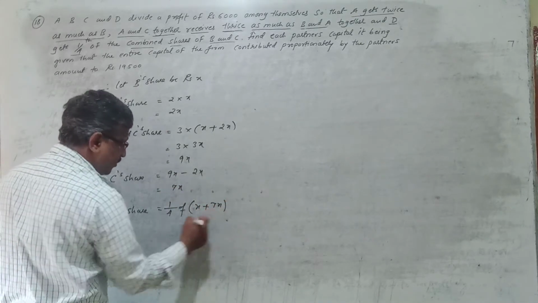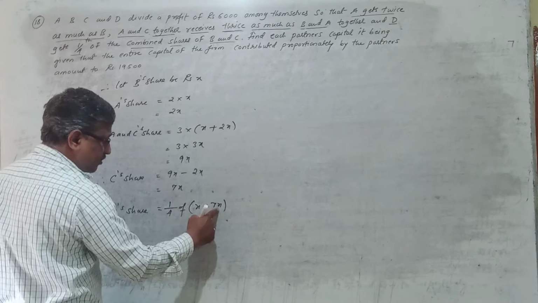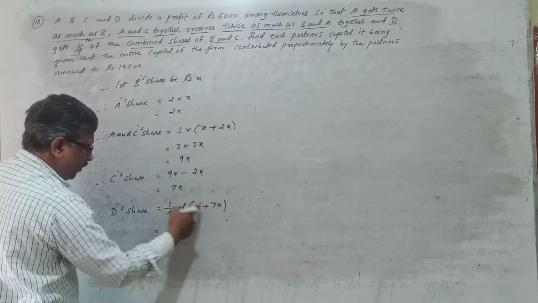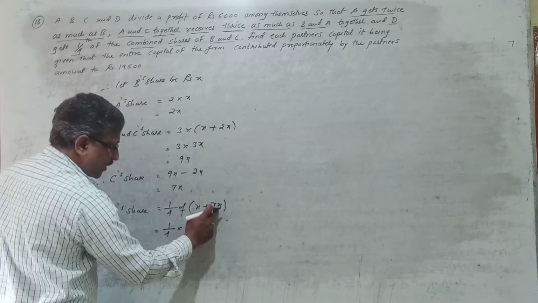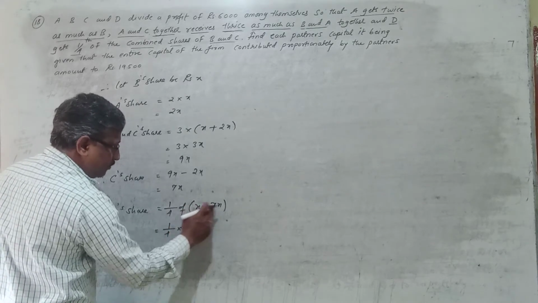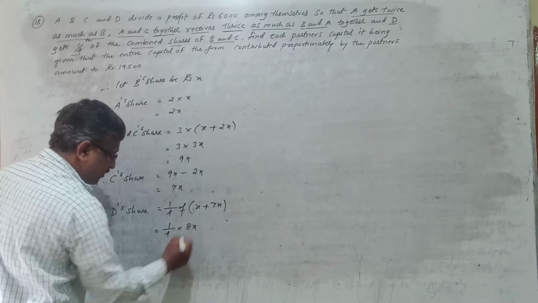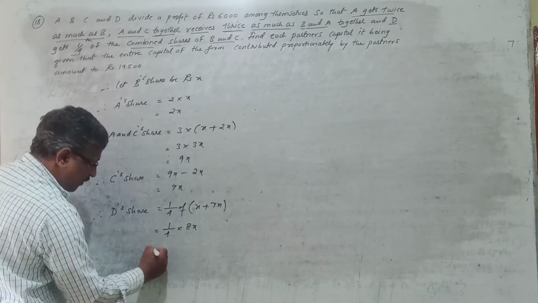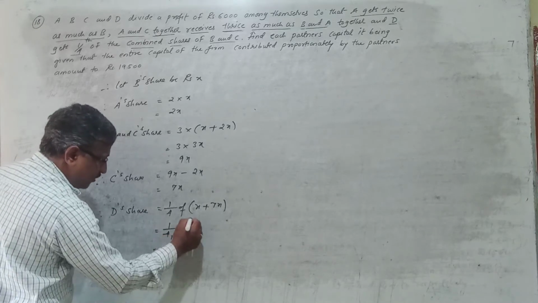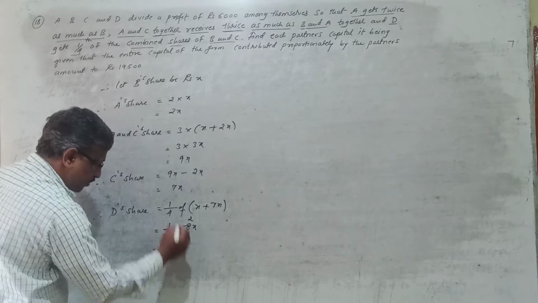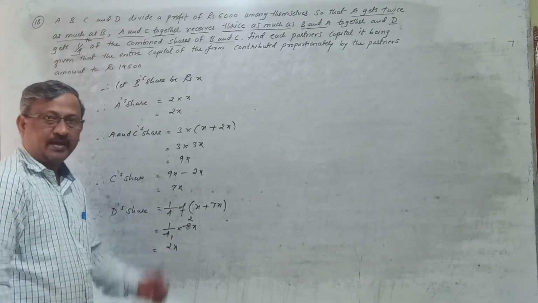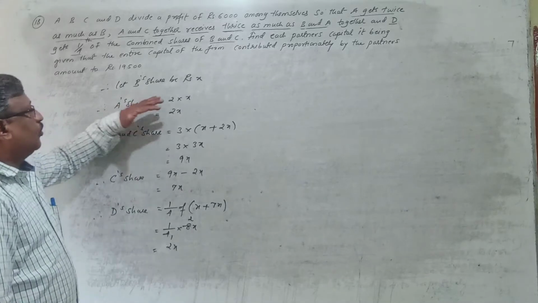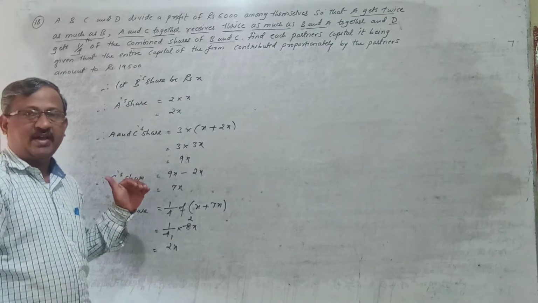It is 7X, so B's share plus C's share. Of that you have to find 1/4. So it is 1/4 into, in X we can add 7X. So 1X plus 7X will get 8X, and 8 is divisible by 4. So dividing by 4, that comes to 2X. So D gets 2X. Like this, we'll come to know the share of A, B, C and D.